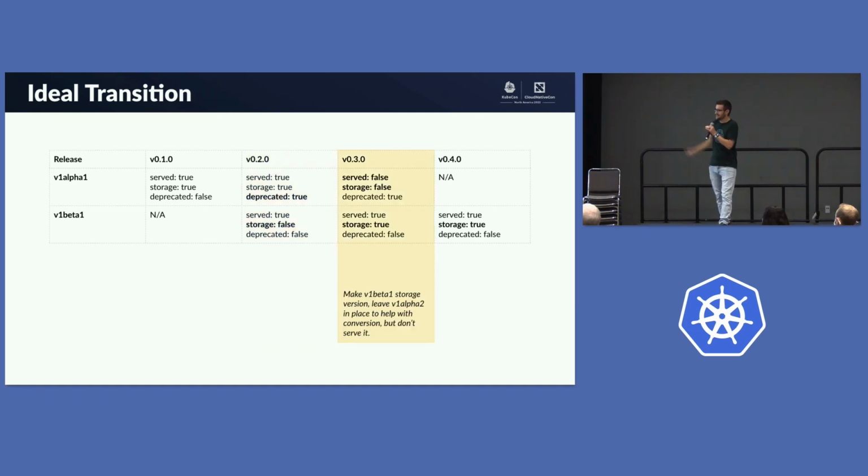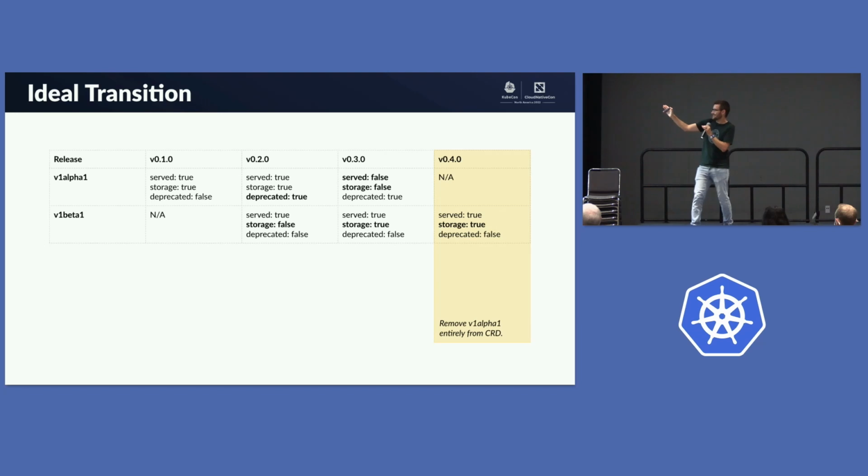Then in version 3, we don't serve alpha 1, but it's still there just for conversion. It's still deprecated, and it's no longer the storage version. Storage version moves to beta 1. And then finally, 4 releases in, we can remove alpha 1. So this is a very, very fine art of going through this upgrade process and trying not to break users along the way. But again, this is not obvious to most people that are actually implementing CRDs. There may be faster ways to do this, but from what I can tell, this is the safest way to make this transition.